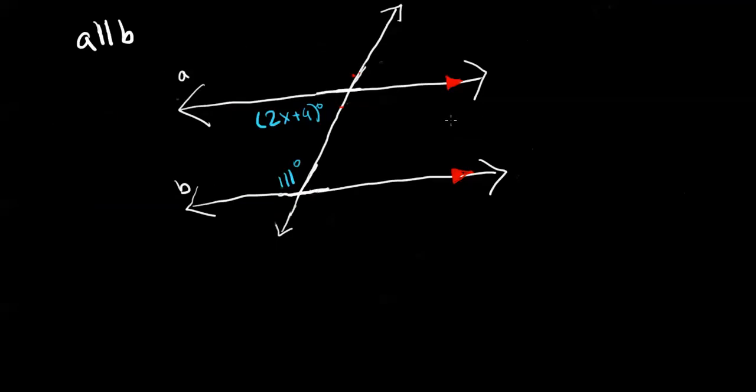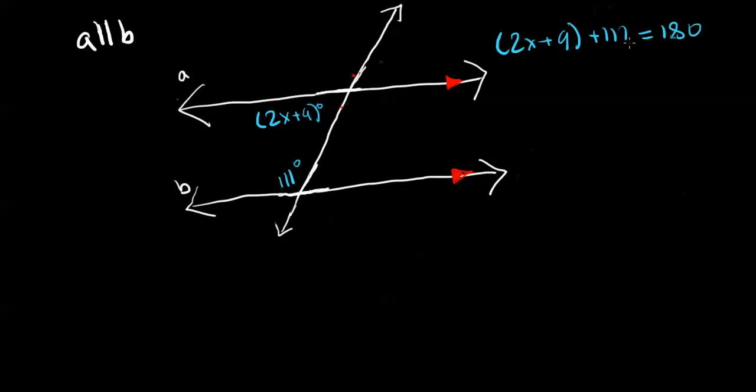In this final example, we're going to have to use some algebra in order to solve. Here we want to find the value of x for which A is parallel to B. We can see that we have two same side interior angles. So based on the same side interior angles theorem, we know that 2x plus 9 plus 111 is going to equal 180.